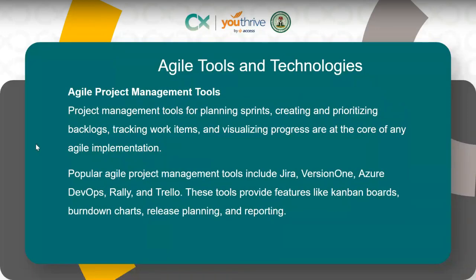So the first tool we're looking at is the agile product management tools. These tools are for planning your sprint, creating and prioritizing your backlog, tracking work items, visualizing your progress, and implementing. Popular ones that we know are Jira, VersionOne, and Azure. I've used Jira, I've used Azure DevOps, I've used Trello. I've not used Rally before. I've not used VersionOne before, but Jira is one of them.